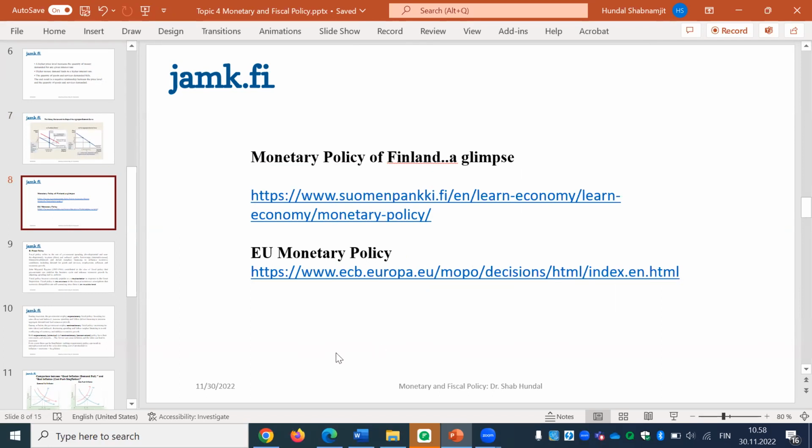Okay, so with this, we can wrap up, and we will not do fiscal policy, but we will pull the brakes on slide number 8 when we finish the monetary policy.